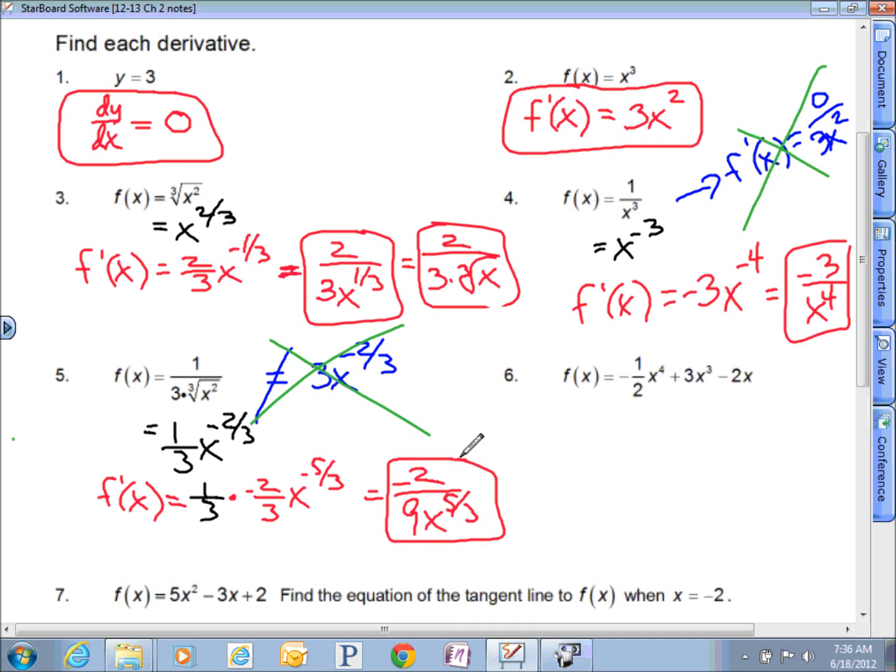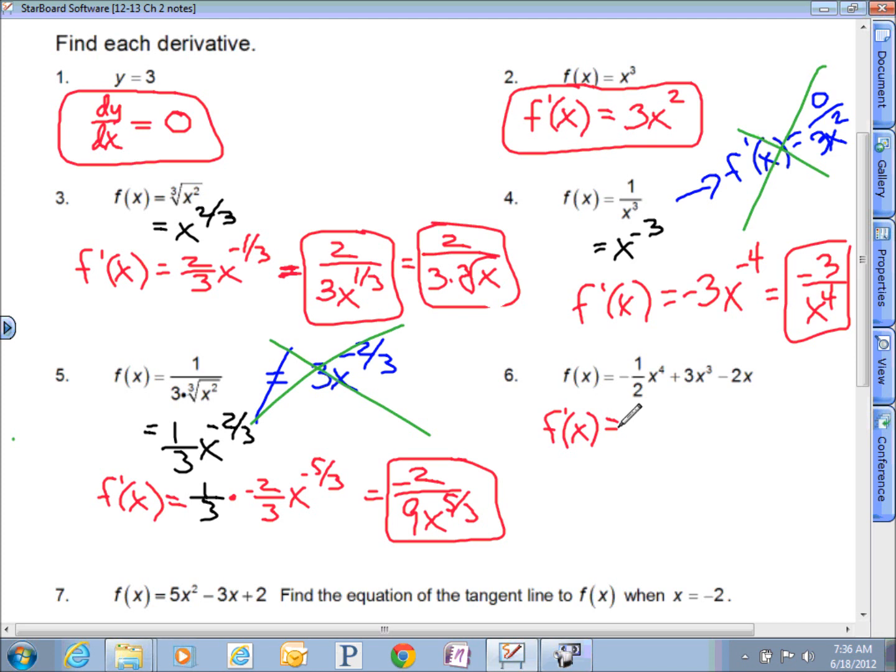And sure, you could put a radical in there if you wanted, but I don't think it's really necessary. Number 6, you'll notice count terms. We've got 1, 2, 3 terms. If we've got 3 terms, then we're going to take 3 derivatives. So the first derivative, well, there's the constant negative 1/2 multiplied by x to the 4th.